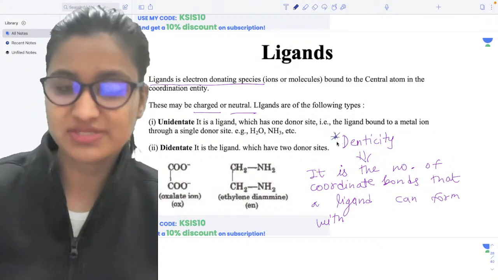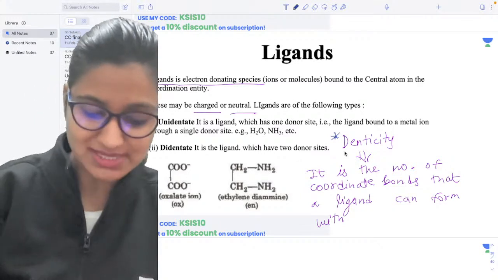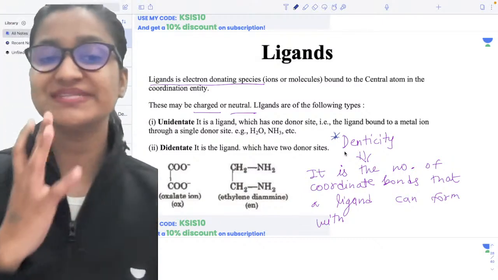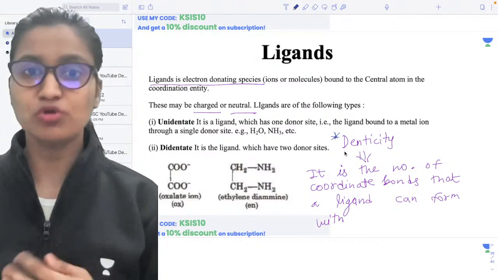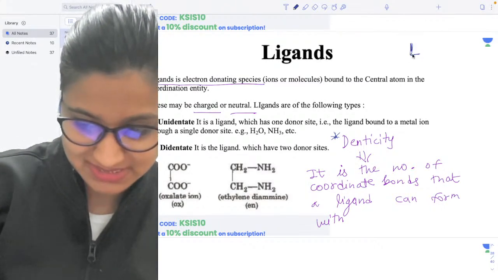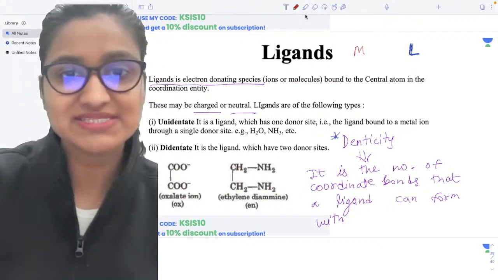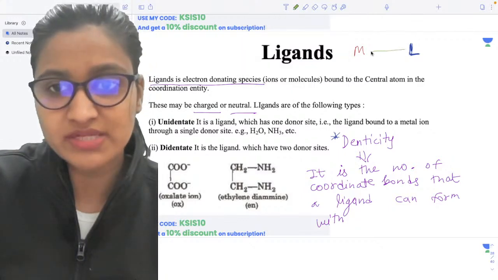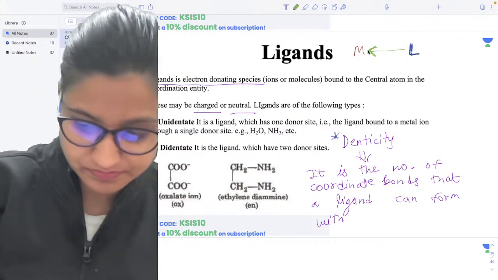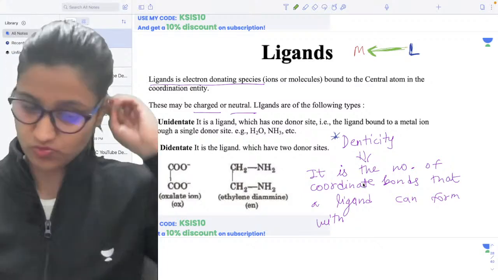Okay. Now, we will discuss what is denticity. Okay. What is denticity? So denticity is that if you have one ligand, okay. What does denticity mean? If you have one ligand, then how many coordinate bonds can that one ligand form? That will be the denticity of that ligand. If I tell you that this is my ligand, okay, this is my ligand and this is my central metal atom or ion, okay? If this ligand can form only one coordinate bond with the central metal atom, okay, only one, okay.